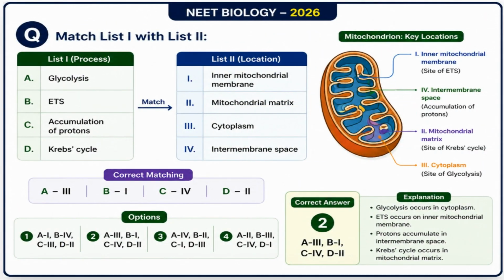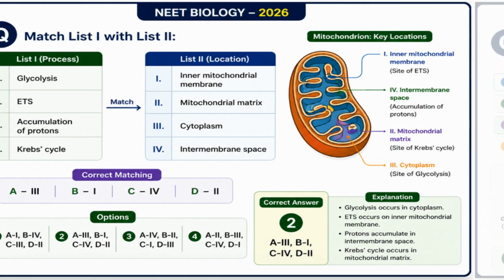Match list 1 with list 2. Glycolysis occurs in the cytoplasm. The electron transport system occurs on the inner mitochondrial membrane. Accumulation of protons occurs in the intermembrane space, and the Krebs cycle occurs in the mitochondrial matrix.